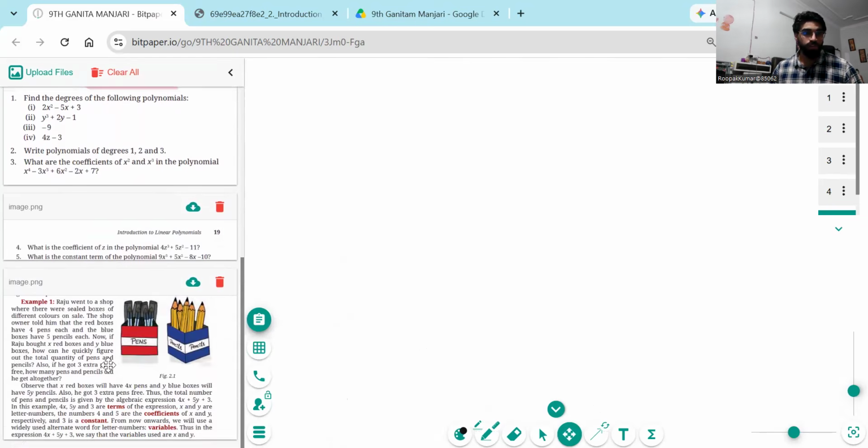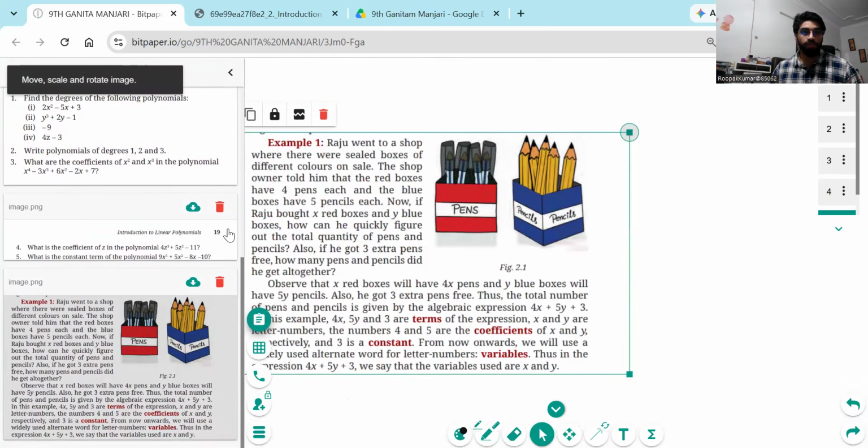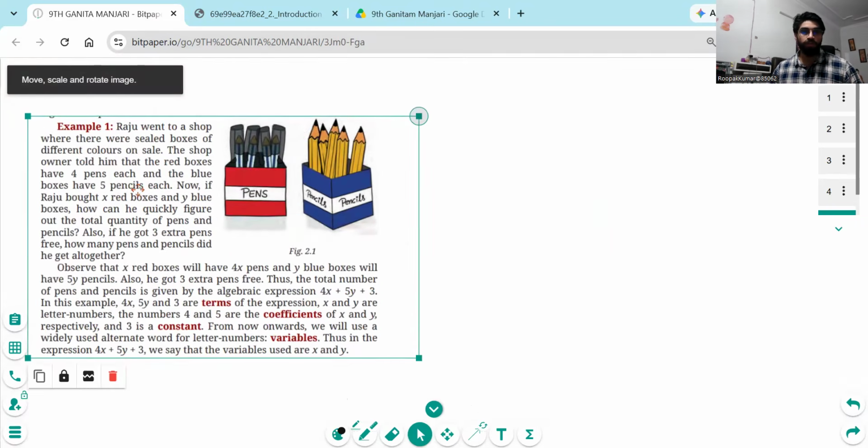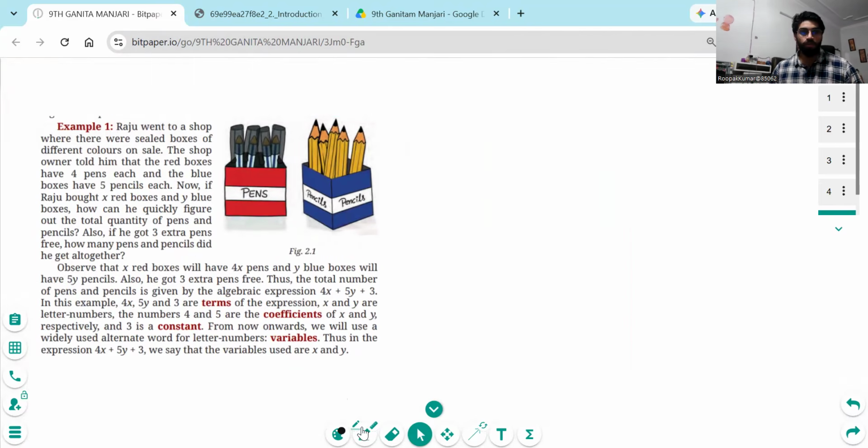So let's start with this first example. This is an example from your book, the second chapter. Okay, so let's read it out. Raju went to a shop where there were sealed boxes of different colors on sale. So there were two types of boxes, red and blue. Red boxes had 4 pens, as you can see, 1, 2, 3, 4, and 5 pencils, 1, 2, 3, 4, 5. Now, if Raju bought x red boxes and y blue boxes, how can he quickly figure out the total quantity of pens and pencils?